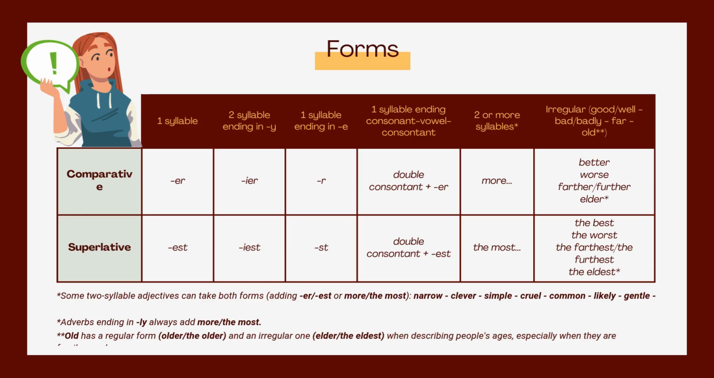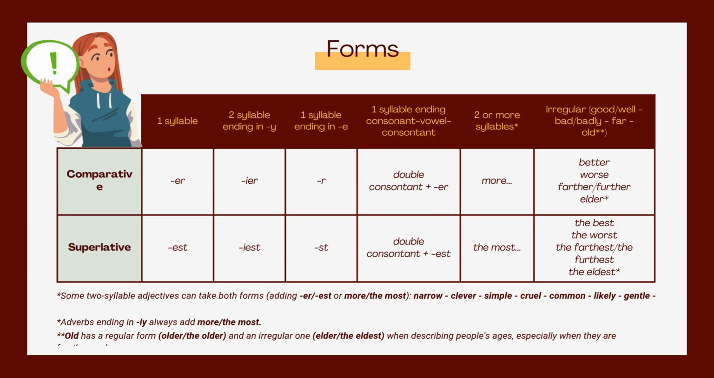On this slide, we can see the different forms of comparatives and superlatives based on the number of syllables and ending patterns of the adjectives. Let's go through the chart step by step. 1. One-syllable adjectives. For comparatives, we add -er, and for superlatives, we add -est. Examples include words like small, smaller, the smallest.